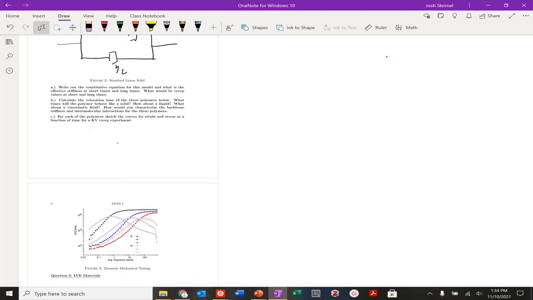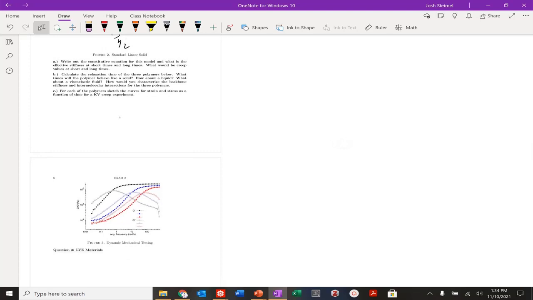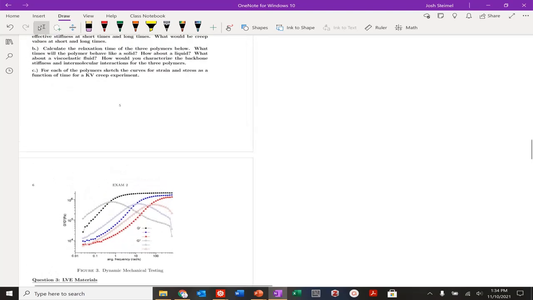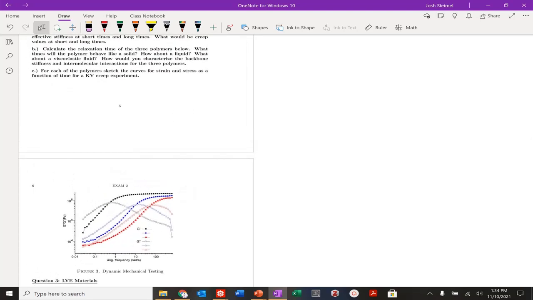All right, so now we're given some dynamic mechanical testing experiments. I want to calculate the relaxation time of these three polymers. So I have the G prime, and I'm looking for this crossover point. Actually, let me do different colors. For this polymer, it's this crossover point. For this polymer here, I see a crossover point right here. And then for the other one, I see a crossover point right around here.